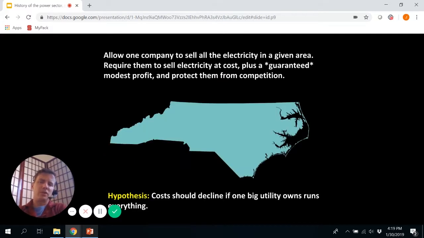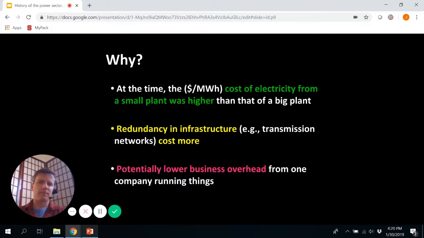What he really wants to do is allow one company to sell all the electricity for a given geographical area, for example, North Carolina, and require that utility to sell the electricity at cost plus some sort of guaranteed modest profit. And we're also going to protect those utilities from competition. The hypothesis here is that if we allow one utility to do everything, costs should decline because we're able to take advantage of economies of scale.